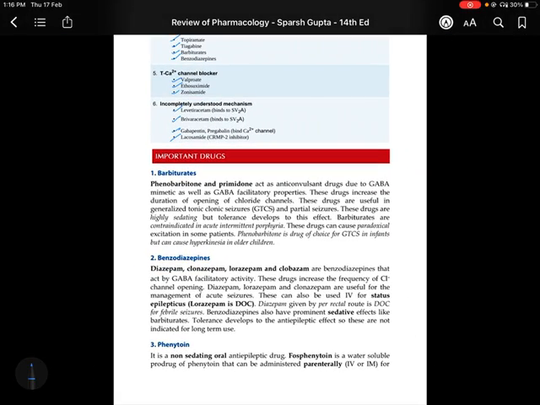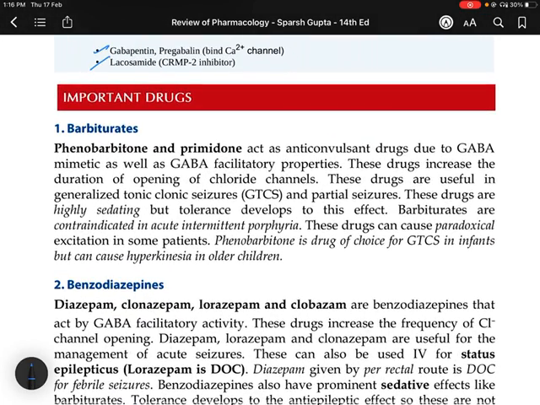What are the important drugs? Important drugs among barbiturates that we use are phenobarbital and primidone. They act as anticonvulsant drugs due to GABA mimetic as well as GABA facilitatory properties. These drugs increase the duration of opening of the chloride channels. So these drugs are useful in generalized tonic-clonic seizures, GTCS. Phenobarbital and primidone.